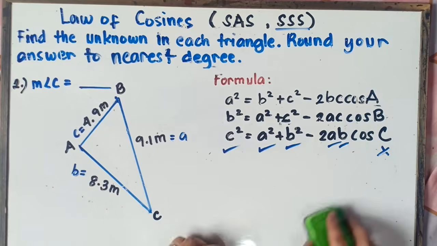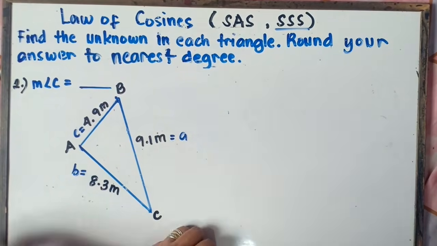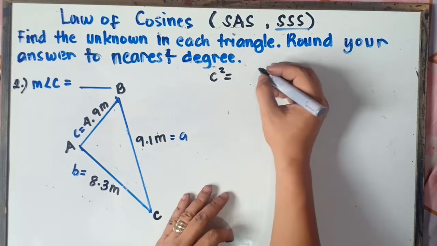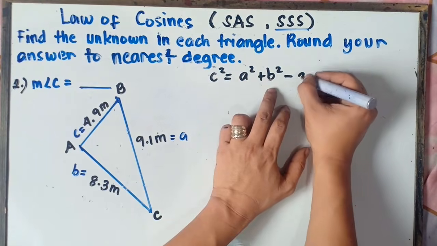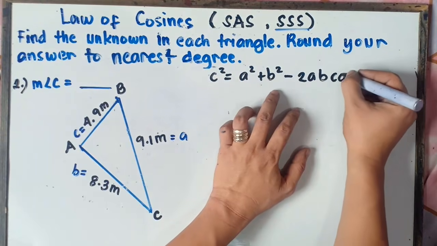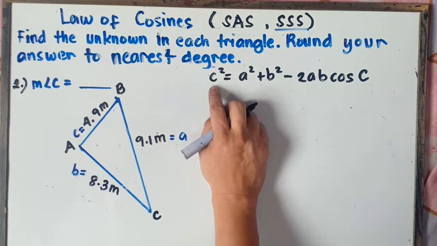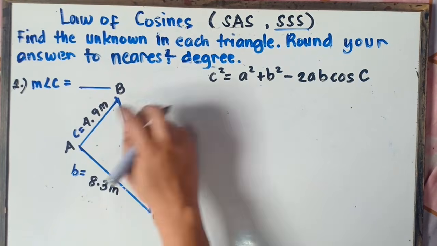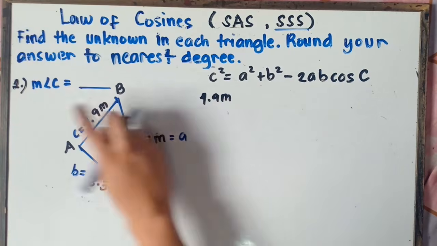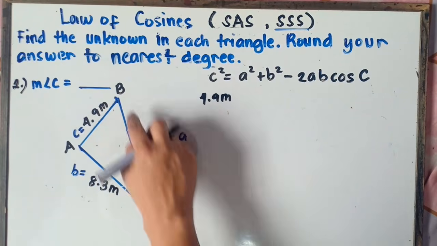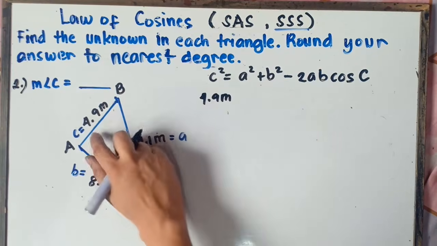Alright, we don't have enough space, so let me just write that one. This formula again. So we have C squared equals A squared plus B squared minus 2AB cosine angle C. We have given C, that will be 4.9 meters. So very easy class for number 2, because A, B, and C are already labeled on the given triangle.